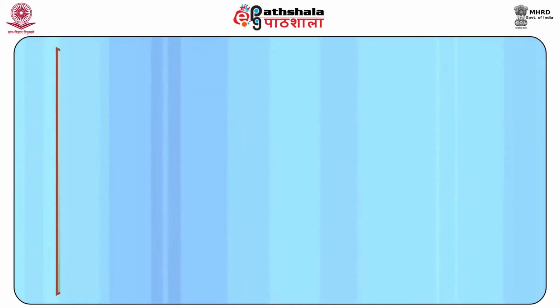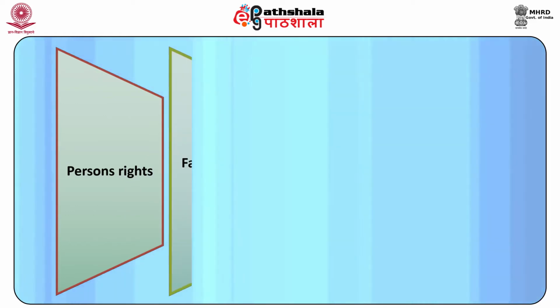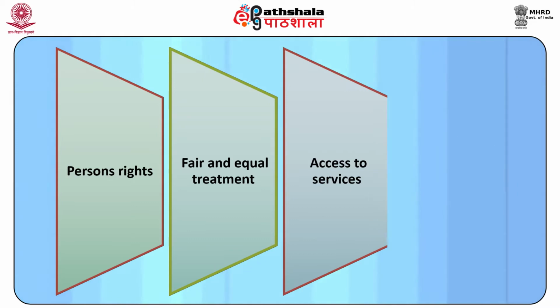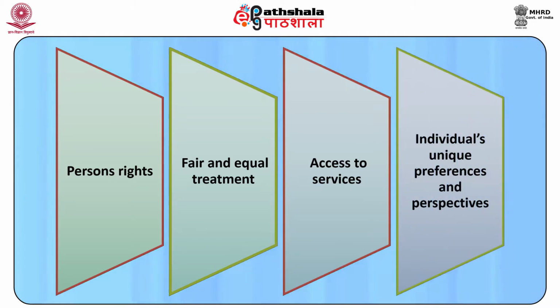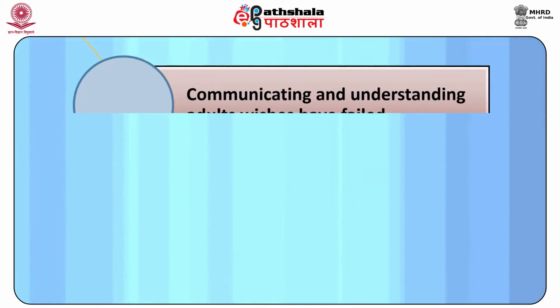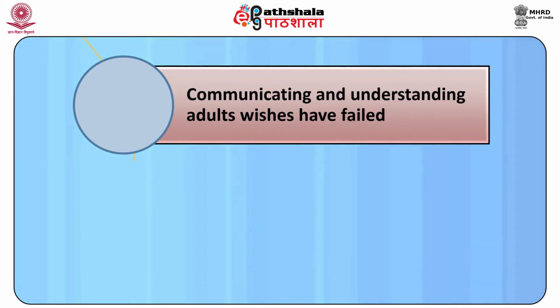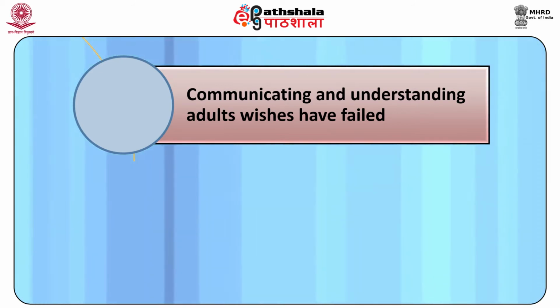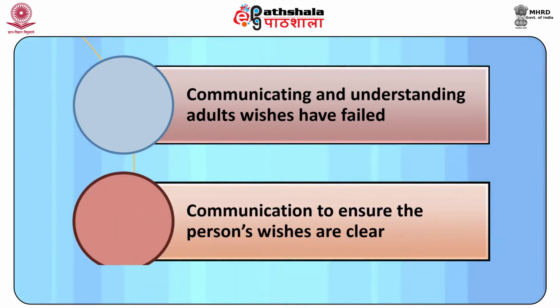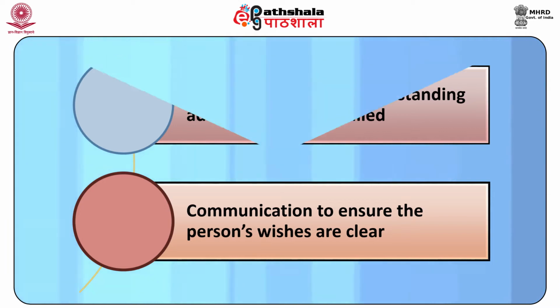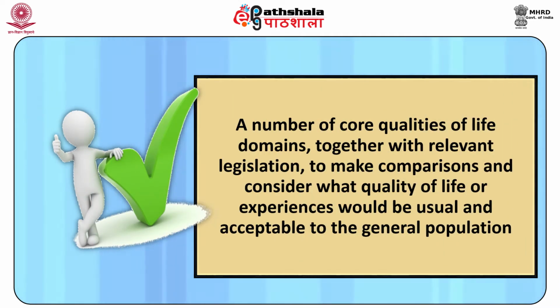Key features include a focus on upholding the person's rights, ensuring fair and equal treatment and access to services, making certain that decisions are taken with consideration for the individual's unique preferences and perspectives, using it as a last resort only when all other attempts at communicating and understanding the adult's wishes have failed, trying out a range of methods of communication to ensure the person's wishes are clear, using a number of core quality of life domains together with relevant legislation to make comparisons and consider what quality of life and experiences would be usual and acceptable to the general population.